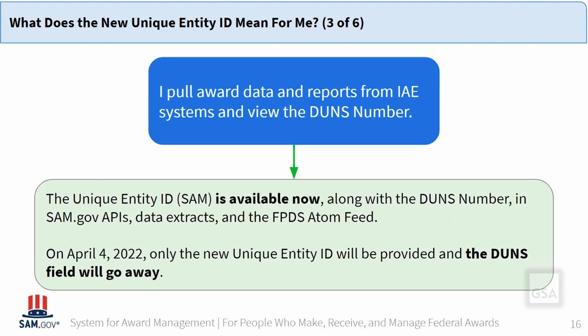The next use case is I pull award data and reports from IAE systems and view the DUNS number. Again, right now, the unique entity ID SAM is available along with the DUNS number in the SAM APIs, the data extracts, and the FPDS Atom feed. Starting on April 4th, 2022, though, only the new unique entity ID will be provided and the DUNS field will go away.